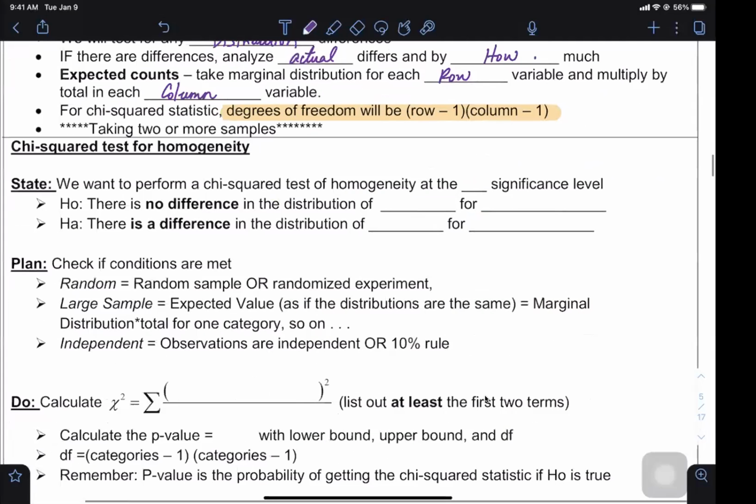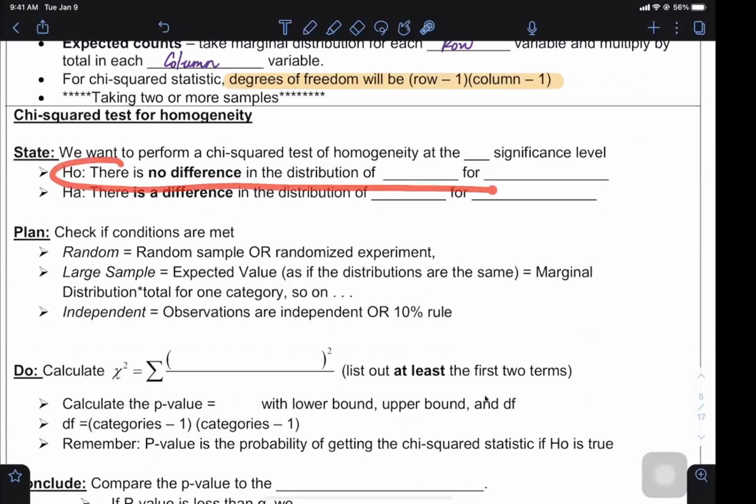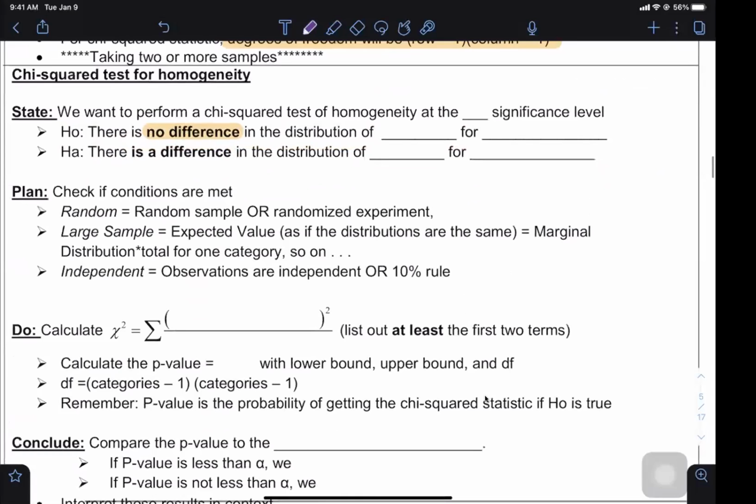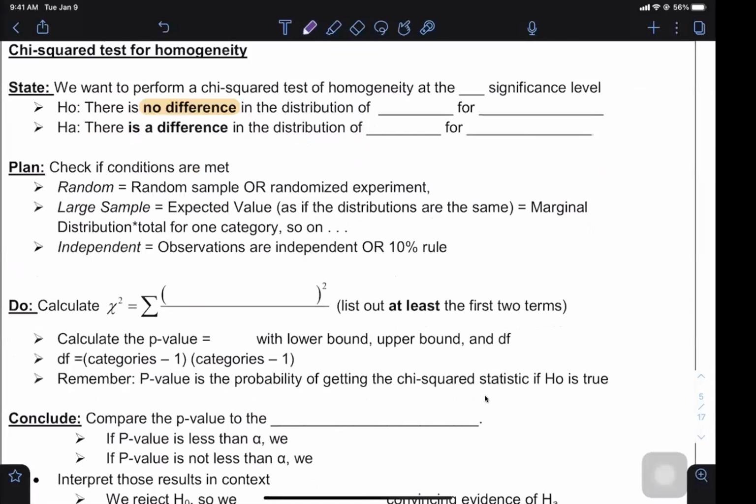And then our H0 in this case is there is no difference in the distribution of the two column variables. And our HA is there is a difference. So remember our H0 is always no difference, so always equals 0. And then again, the large sample condition is the expected count has to be greater than 5.